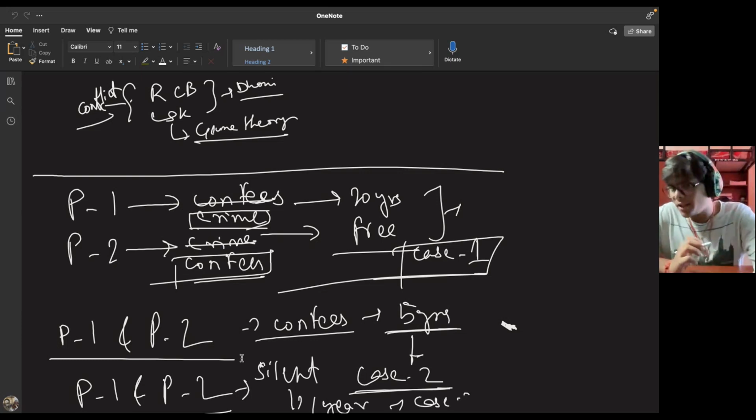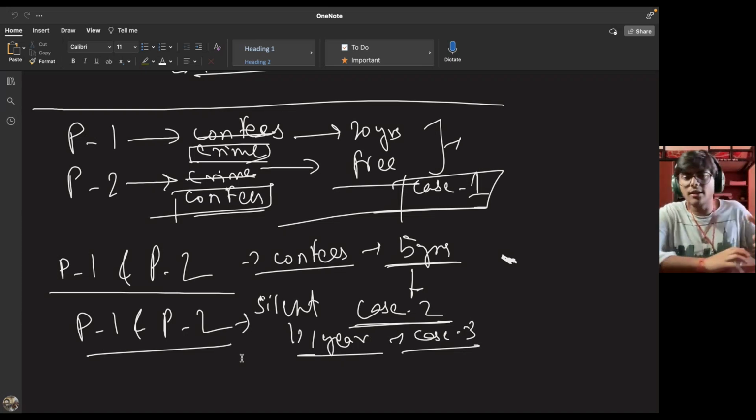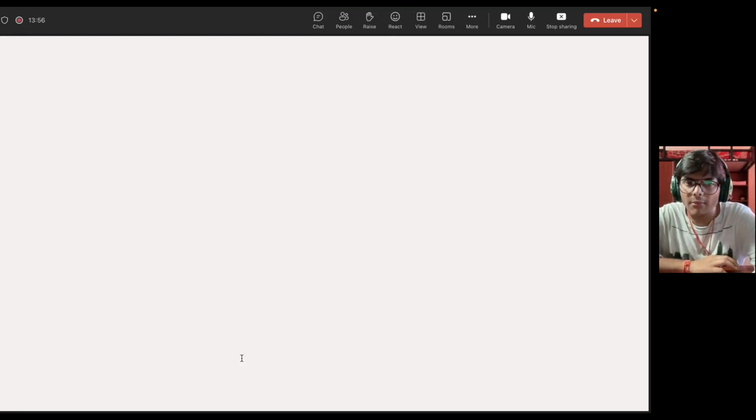So, according to me, case 3 is the better option. Both will be in jail for 1 year. It's a win-win for both. But if one confesses and one stays silent, then it's 20 years. But the other won't remain silent, right? So that's why this game is known as the Prisoner's Dilemma.